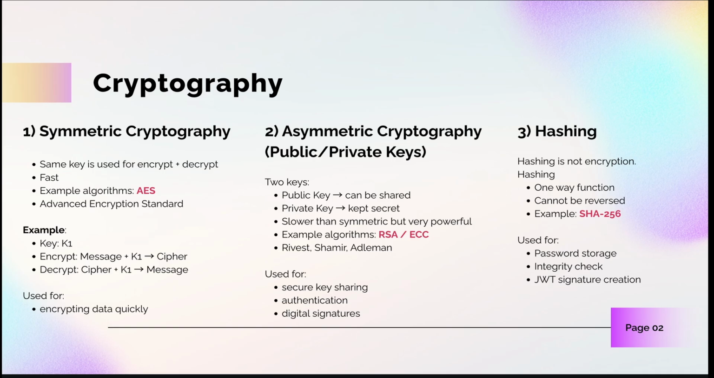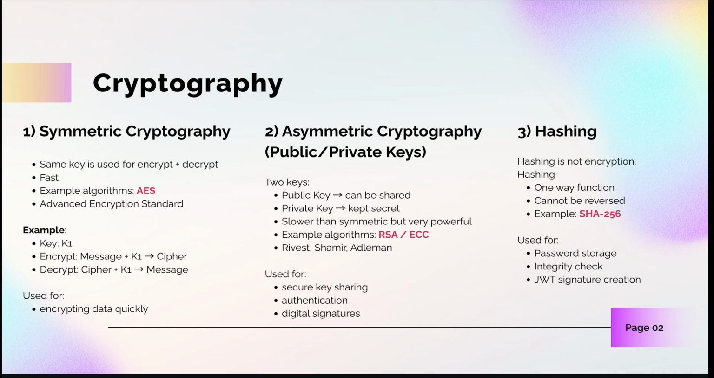Before moving toward JWT, let's first understand what cryptography is. Cryptography is a technique of converting plain text into an unreadable format, so that only the authorized, or authenticated, user can read that message. Cryptography can be divided into three types. The first is symmetric cryptography, then we have asymmetric cryptography, and hashing.